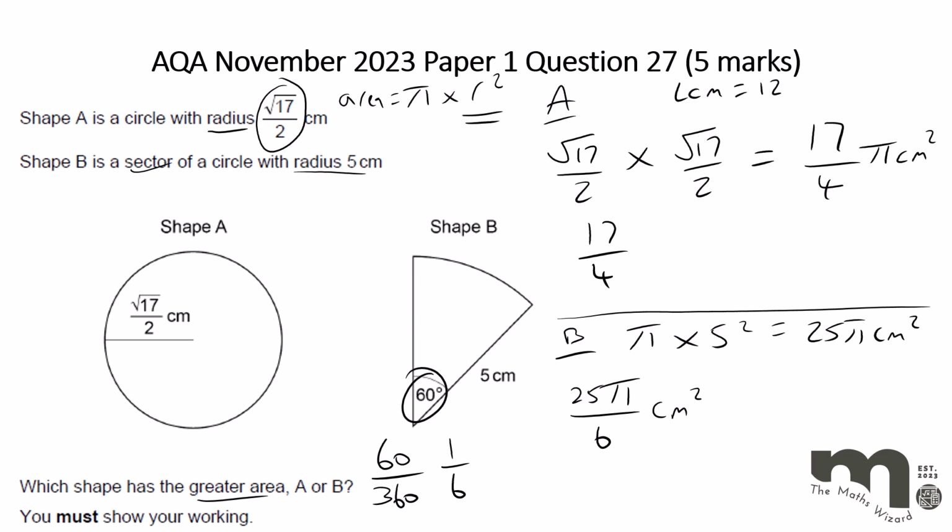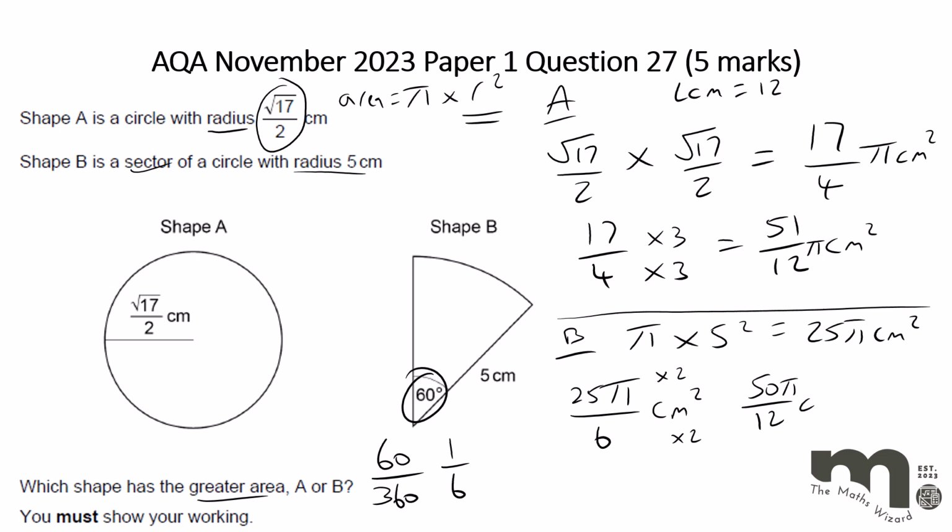So what we can do is multiply both of these by 3, and that will get us 51 over 12, because 4 goes into 12 3 times. So the area of the circle is 51 over 12 pi centimeters squared. Now with our 25 pi over 6, 6 goes into 12 twice. We just need to double both of those. So that will give us 50 pi over 12 centimeters squared.